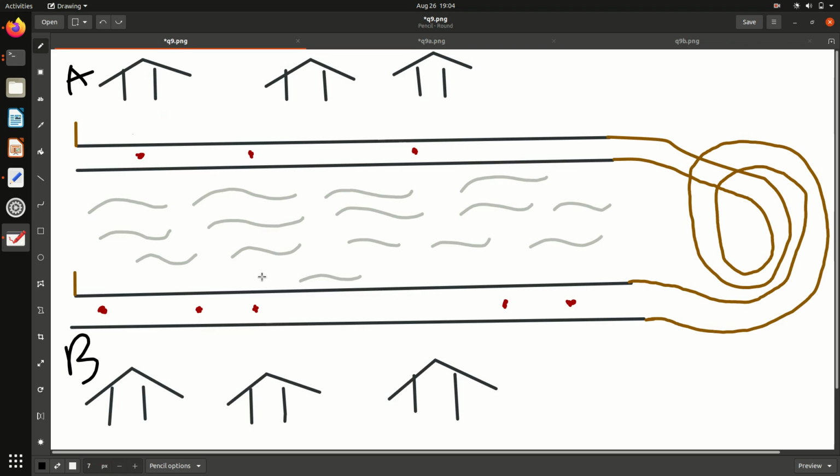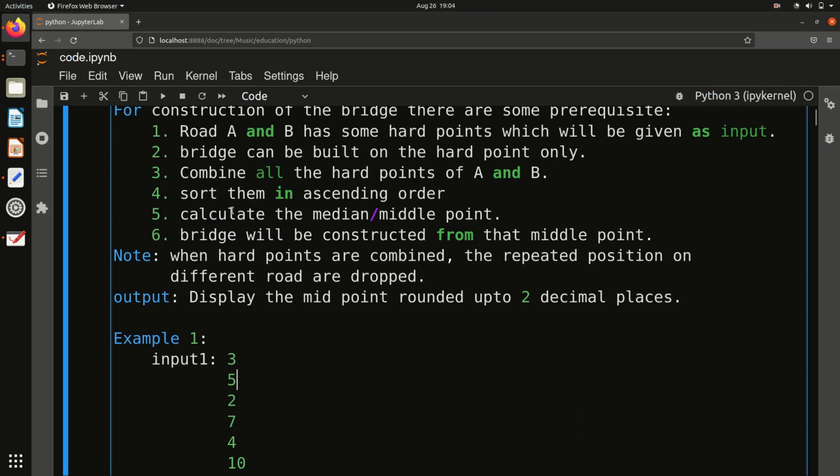Okay, so we got all the 3 and 5, 8 points. Now what we have to do, now come to the question. So road A and B have some hard points where a bridge can be built. Now they are asking to combine all the hard points of A and B. So 3 points and 5 points, combine them, sort them in ascending order, and calculate the median.